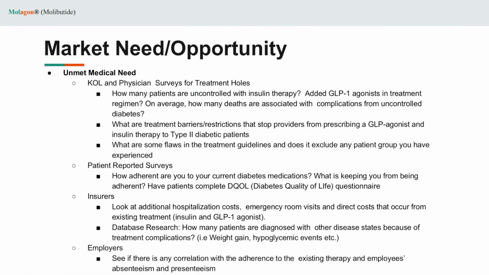Lastly, in the marketing need and opportunity section, it is important to highlight there's a need for this medication. There are a lot of diabetic medications on the market right now, but why is molybutide different? How would this drug address the treatment gaps in current therapies right now?